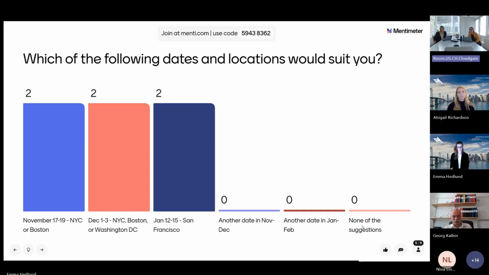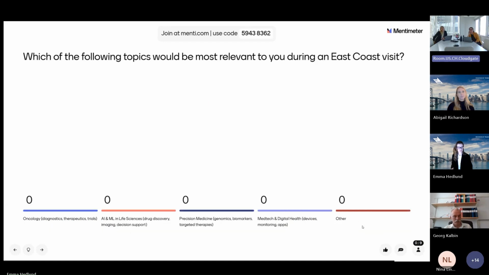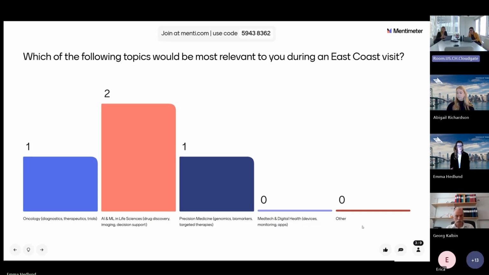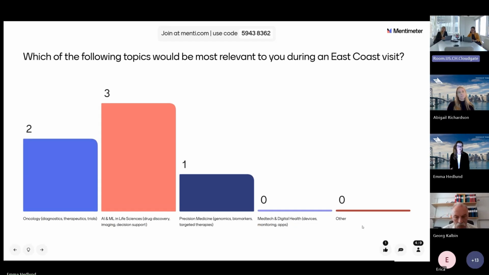Wonderful. Emma, we can move to the next slide. And to help us prioritize which partners and which hospitals and key opinion leaders we should involve in this visit, we would like to know which of these 4 main areas would be most relevant to you. Would it be most relevant to focus on oncology, building on the US-Sweden agreement, on AI and machine learning in life science and healthcare? Would it be precision medicine, or would it be medtech and digital health? For instance, devices monitoring digital health apps, etc.